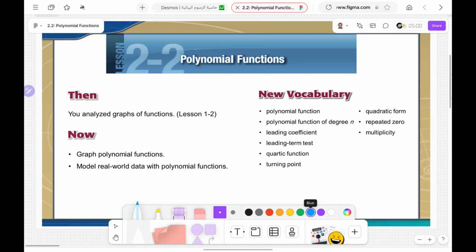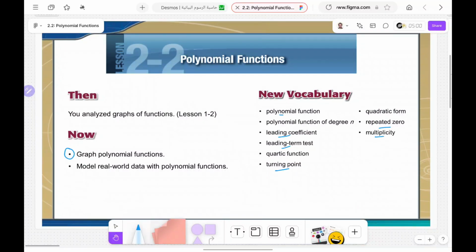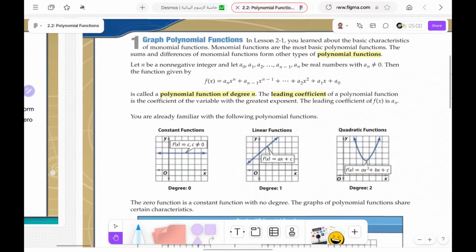This lesson is an easy lesson, okay, but you just need to focus on some parts and some examples. Now, we're going to learn how we can graph the polynomial function, and we are going to learn about how we can model some real world situations, but now let's focus on graphing polynomials. As you can see here, we have some vocabulary: polynomial function, leading coefficient, leading term, turning point, and repeated zero multiplicity. This is what we are going to focus on because these are very important parts.